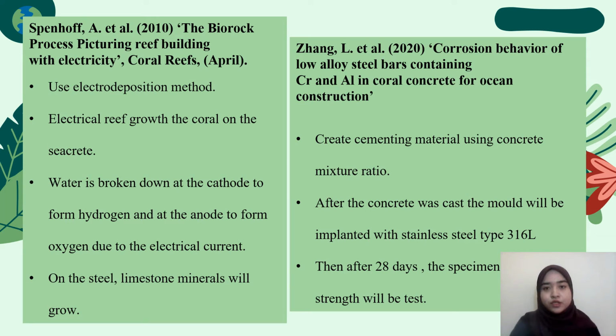Next is the literature review from Lausanne, in which the journal is The Corrosion Behavior of Low-Alloy Steel Bar Containing Chromium and Aluminium in Coral Concrete for Ocean Construction. The study creates a cementing material using a concrete mixture ratio, which contains cement, fly ash, water, water binder, water reducer, and also stainless steel type 316L. After the concrete was cast, the mold was implanted with the stainless steel type 316L, which is famous in marine construction. Then, after 28 days, the specimen strength was tested. This study focused on the corrosion of the low-alloy steel bar implanted in the SEACRETE. So, it will observe whether the stainless steel will corrode or not.